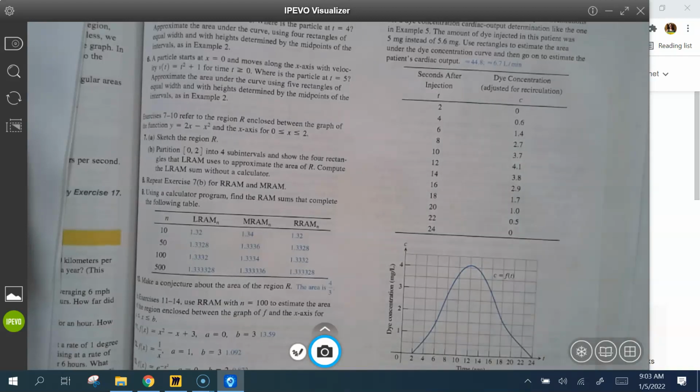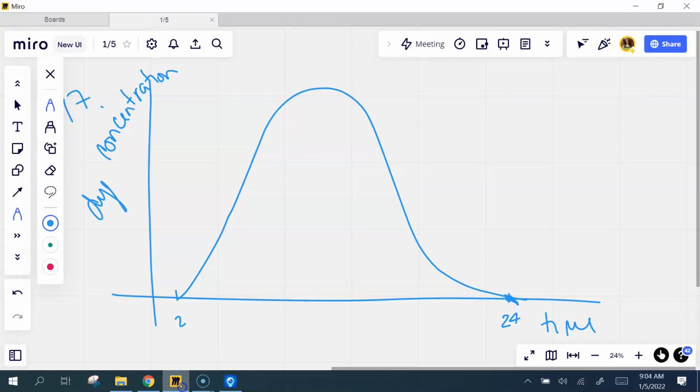How many intervals should I use here? 3, 4, 5, 6, 7, 8, 9, 10, 11. Right? Do we all agree 11 would be a good estimate here? All right. Ready to do the math? We're going to let n be 11.